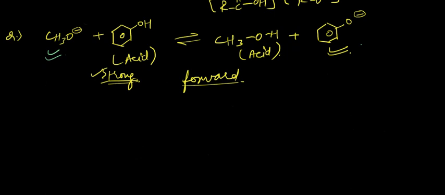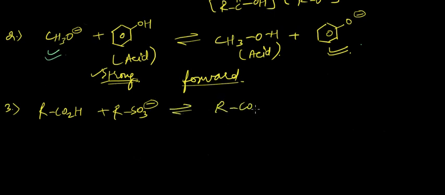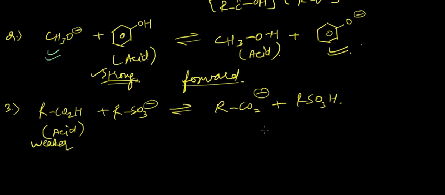Okay, now let's take a look at this example. We have RCO2H. We know this is a weaker acid than this sulfonic acid, which is a strong acid, hence the reaction goes in backward direction.